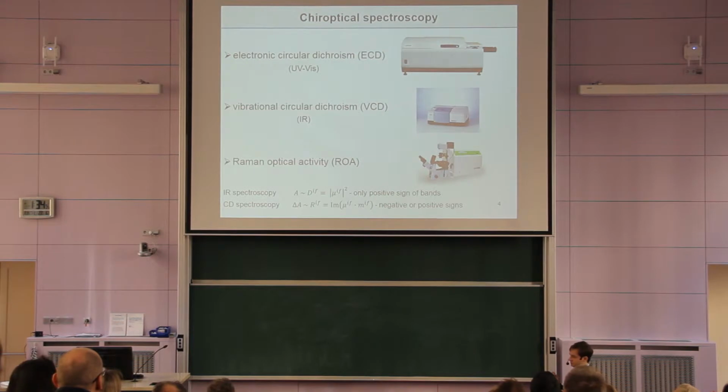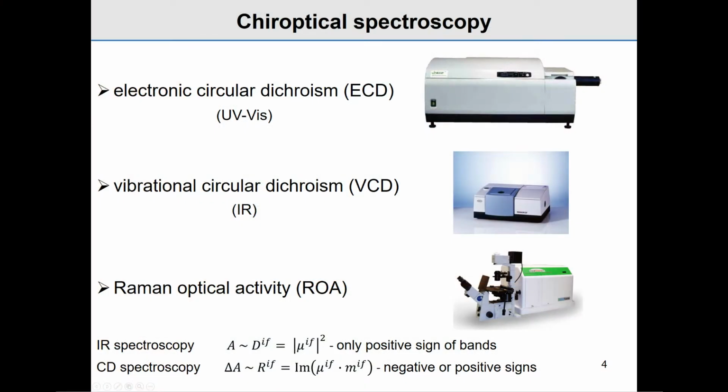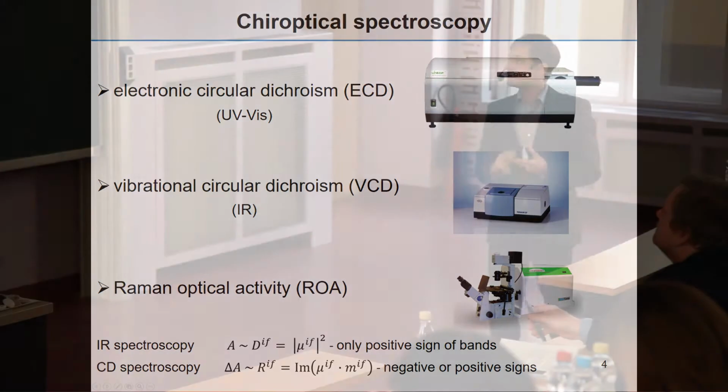The 3 most important methods from the chiroptical spectroscopy family are electronic circular dichroism, which uses radiation from the UV or visible region of the spectrum, vibrational circular dichroism, which uses infrared radiation, and Raman optical activity, which is a variation of conventional Raman spectroscopy.